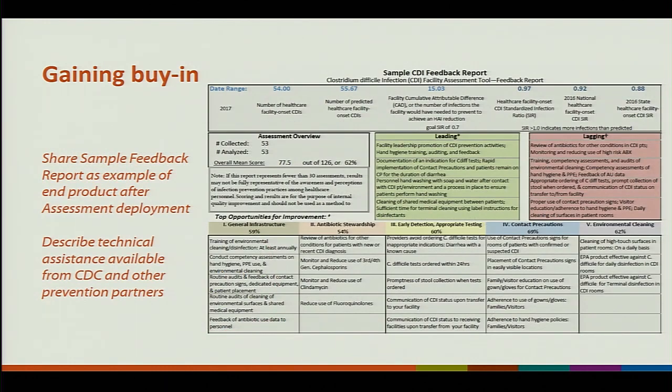And then lastly, sharing a sample feedback report. So that complicated feedback report I introduced, we have sample ones for CAUTI, CLABSI, and CDI that are populated with dummy data that you can share with leadership and say, hey, if we get 50 assessments completed, this is what we will get in return. And this is the type of information. It's kind of a tangible end product.